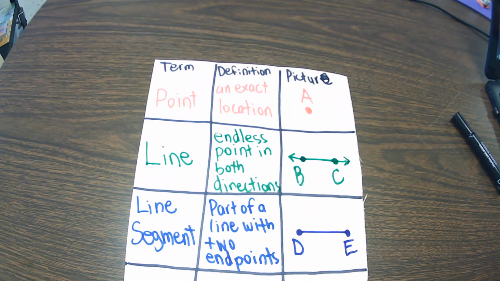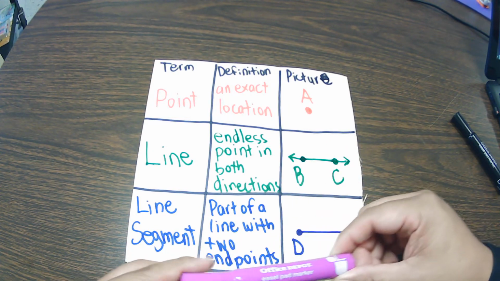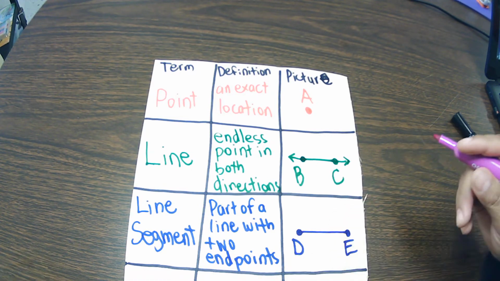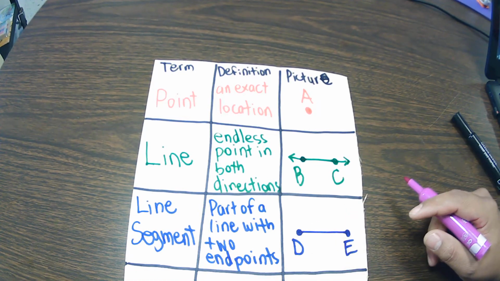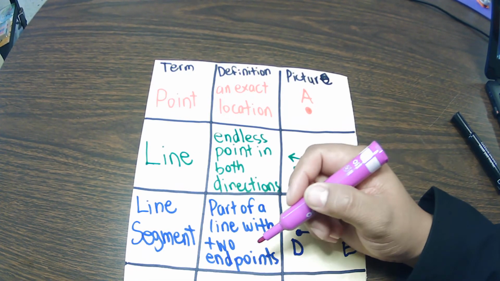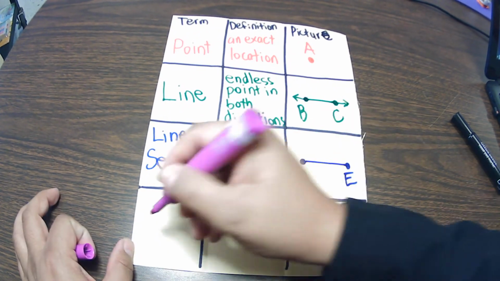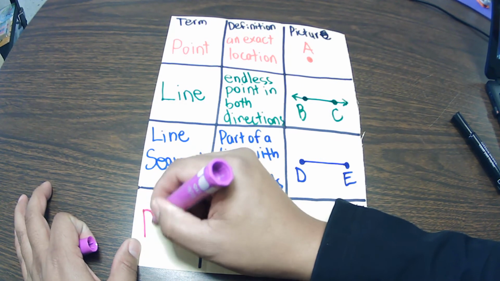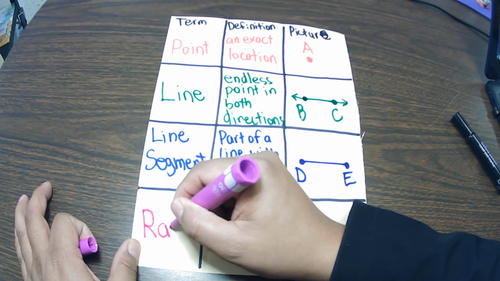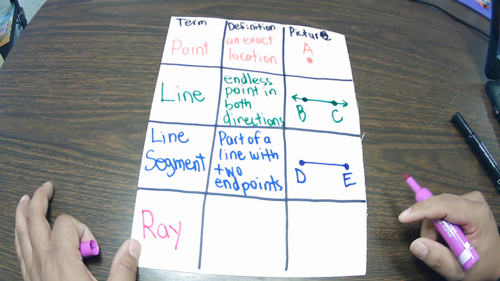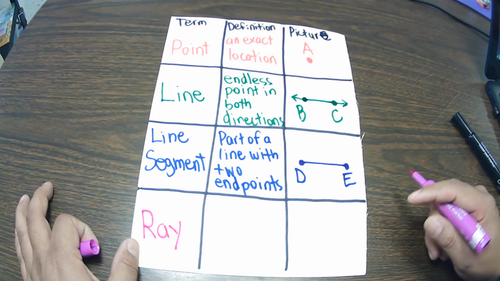We have blue. I think this is like a purple color. I think the other one was blue. Yeah, the other one was blue, I'm sorry. This is purple here. All right, so vamos a hacer la última. La última va a ser ray. Yo tengo un amigo que se llama Ray. Okay, a ray is one endpoint and one endless line.